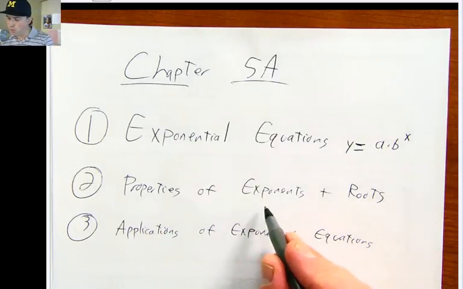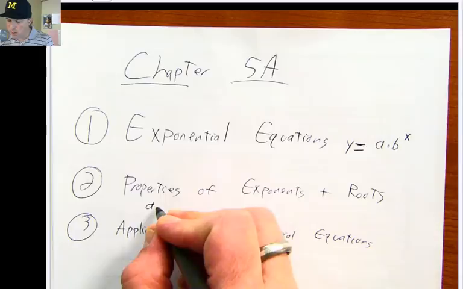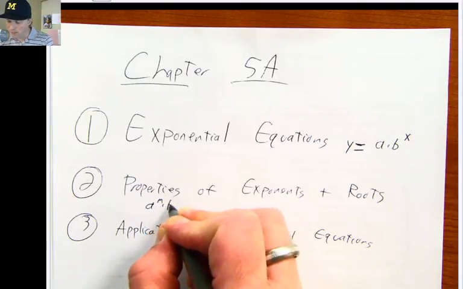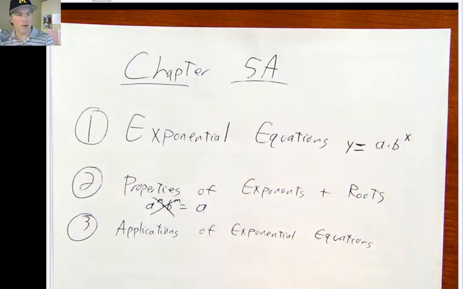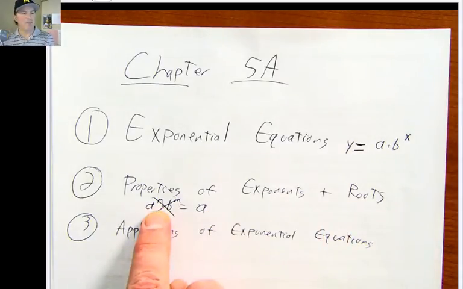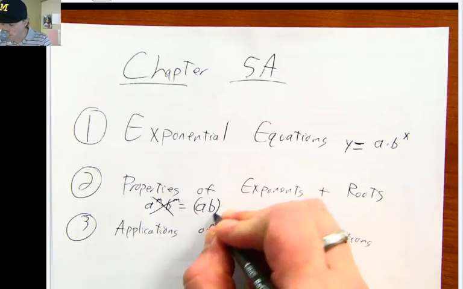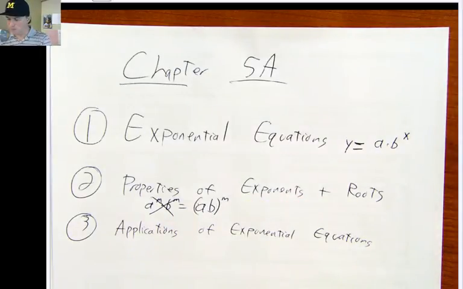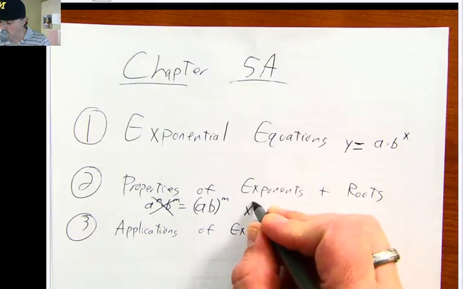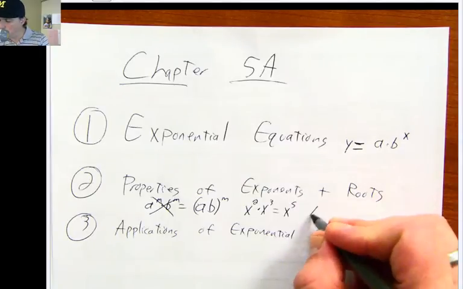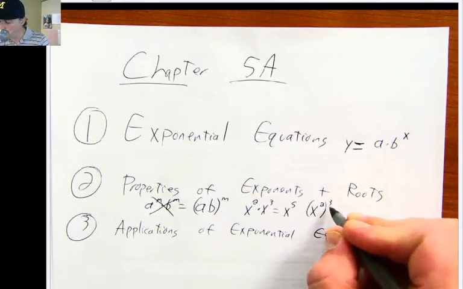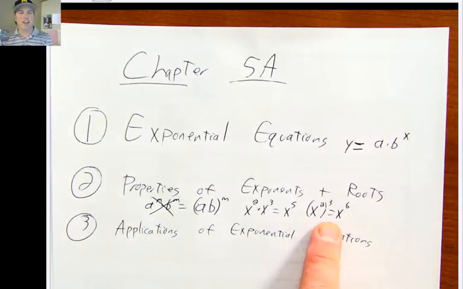Then we're going to get into properties of functions, things like a to the m times b to the m. Oh, I'm making mistakes. a to the m times b to the m would be the same as ab to the m, but I think the rule I was thinking of was backwards. I was thinking more along the lines of x squared times x cubed equaling x to the 5, or x squared to the 3rd power equaling x to the 6. Taking problems like that and simplifying, but a lot more difficult than this.